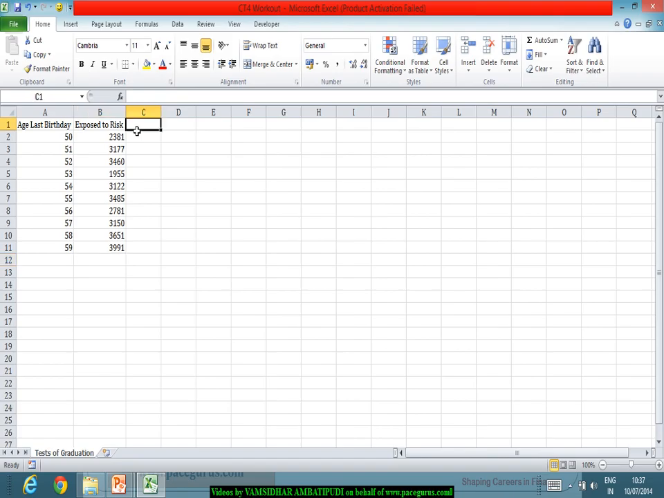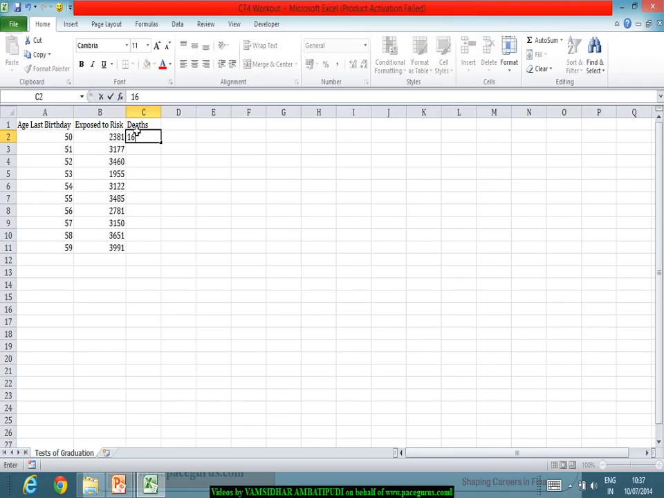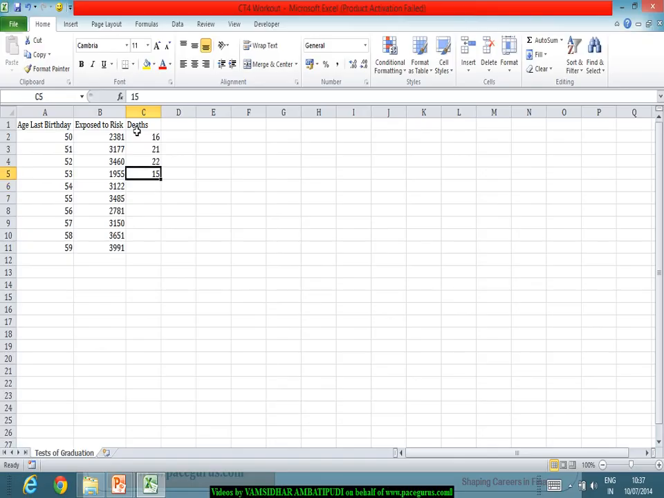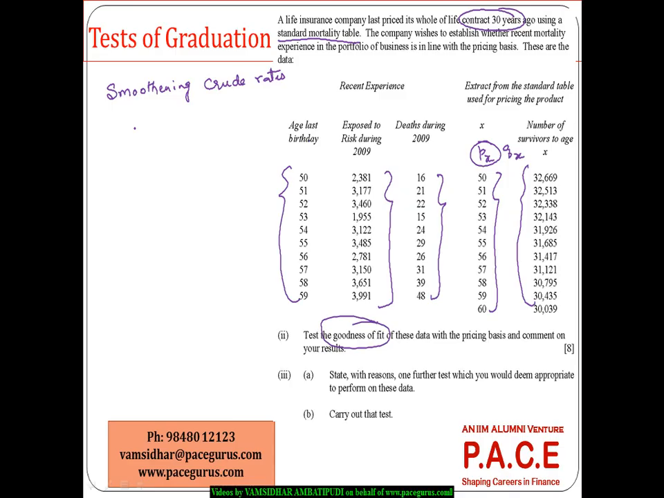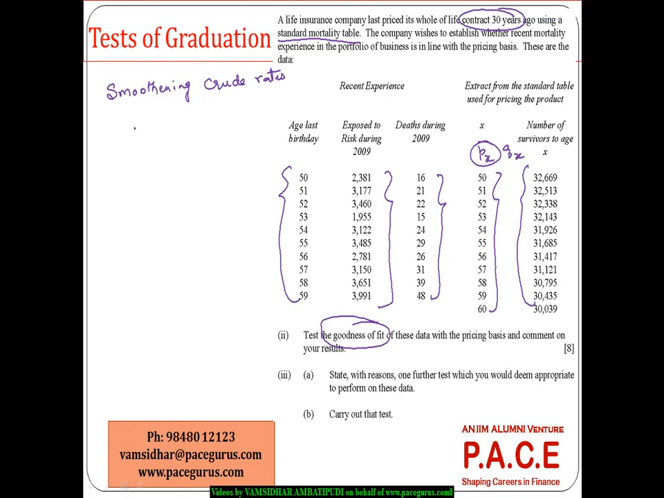Okay, these are the exposed to risk during that particular period, and I'm talking about deaths during that period: 16, 21, 22, 15, 24, 29, 26, 31, 39, 48. These are the number of deaths.